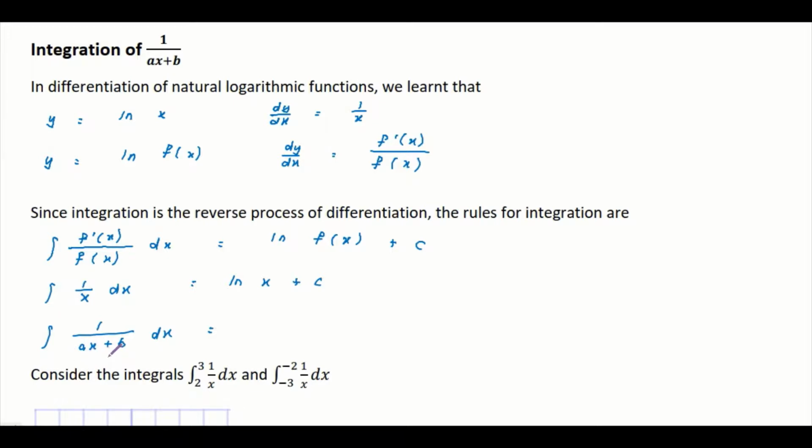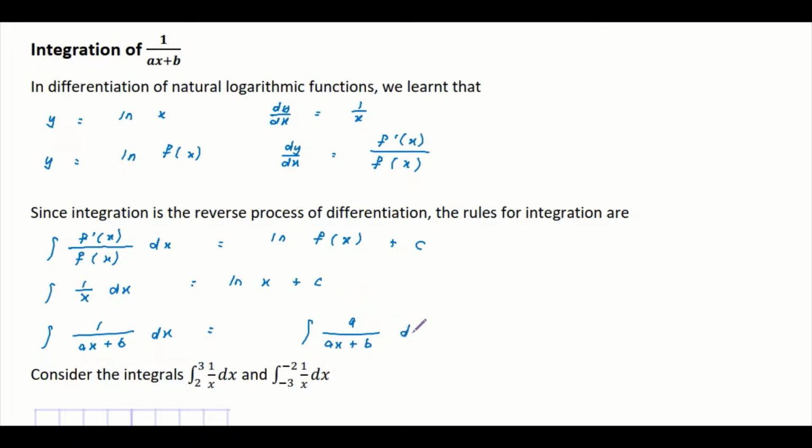So when you actually differentiate it, then what do you get? You get an a, right? So what you need to do is, let's say, for me to change this into natural log f(x), you might need a as your numerator. Only in this form can you say that a is the derivative of ax plus b. So that's why when you integrate, you get ln f(x).